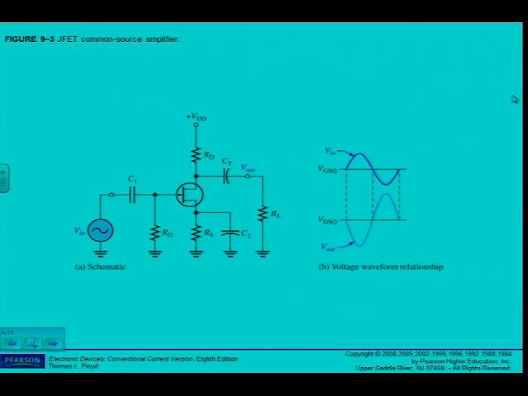If you have a look here, the input signal is at the gate. There's my input signal. Output signal, there's my load resistor at the drain. And I can see here for AC and DC, because the AC will pass, the capacitor acts as a short for the AC signal, the source is common to ground. So it makes it a common source amplifier.